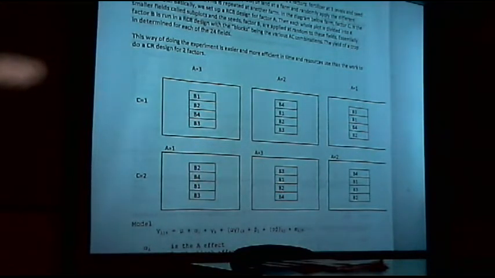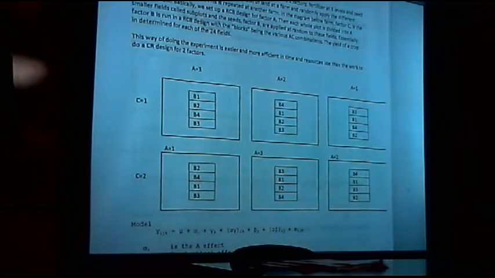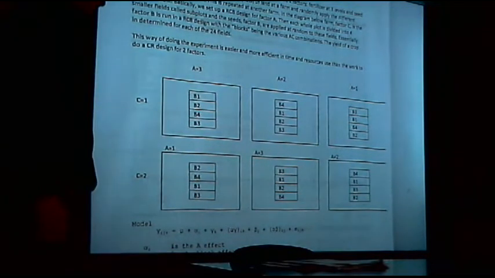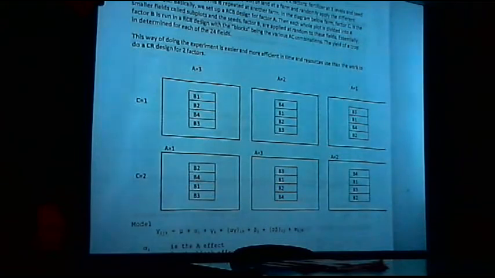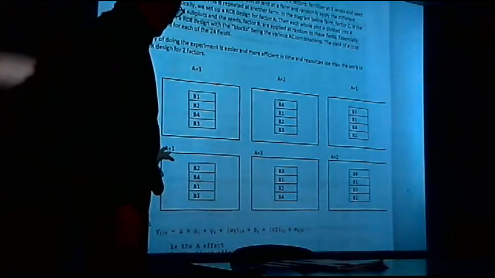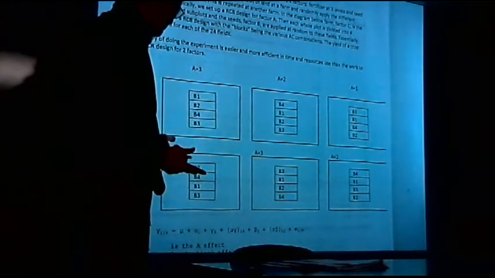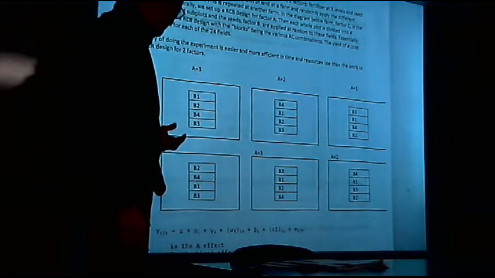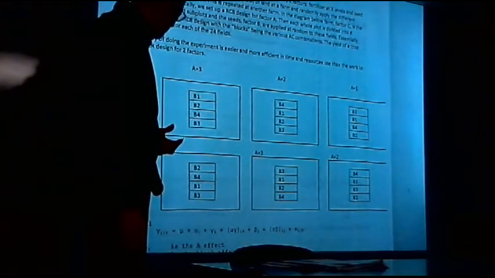So in the split plot experiment, there's two factors. And we start by having whole plots. These are the big blocks here. And the whole plots are somehow divisible into smaller portions called the split plots.